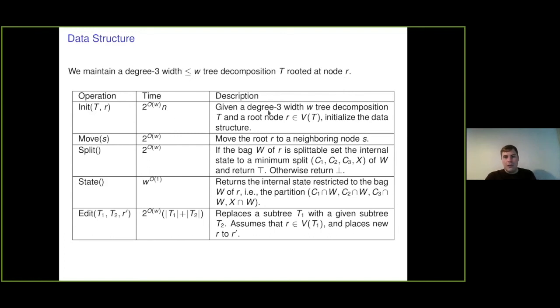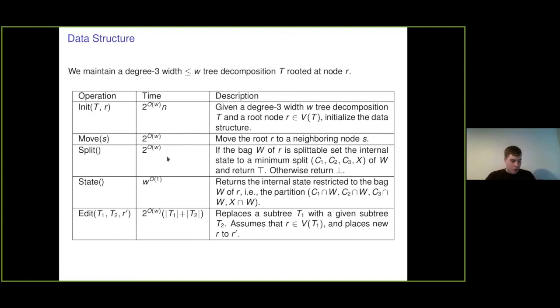We compute all the dynamic programming for all the bags, and then we can move from one bag to another by just recomputing the dynamic programming for two bags. So we can move the root to a neighboring node in this time. Then, let W be the bag of the root node, and we can determine if it is splittable by looking at the dynamic programming table at the root.